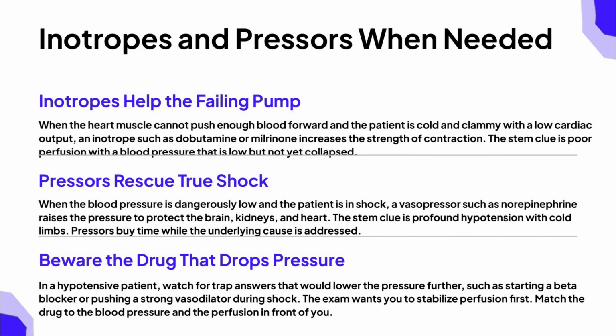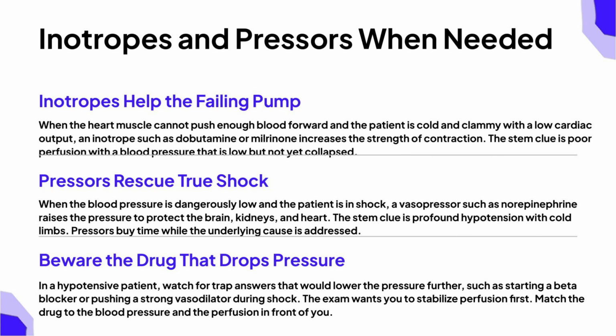Second, pressors rescue true shock. When the blood pressure is dangerously low and the patient is in shock, a vasopressor such as norepinephrine raises the pressure to protect the brain, kidneys, and heart. The stem clue is profound hypertension with cold limbs. Third, beware the drug that drops the pressure further.